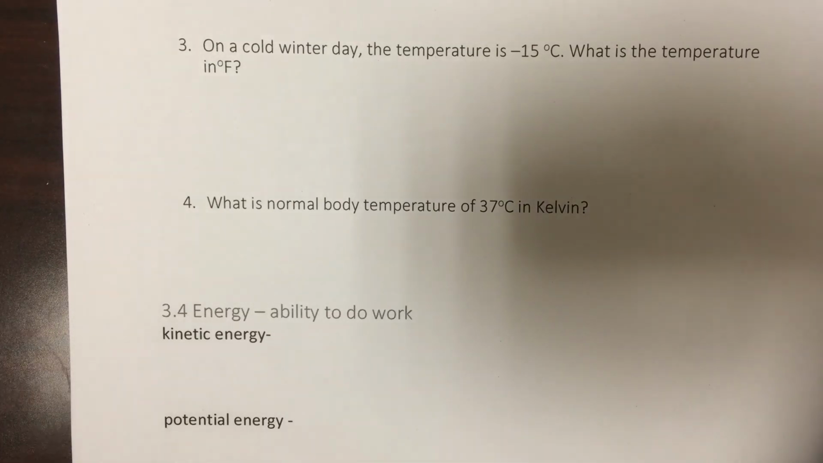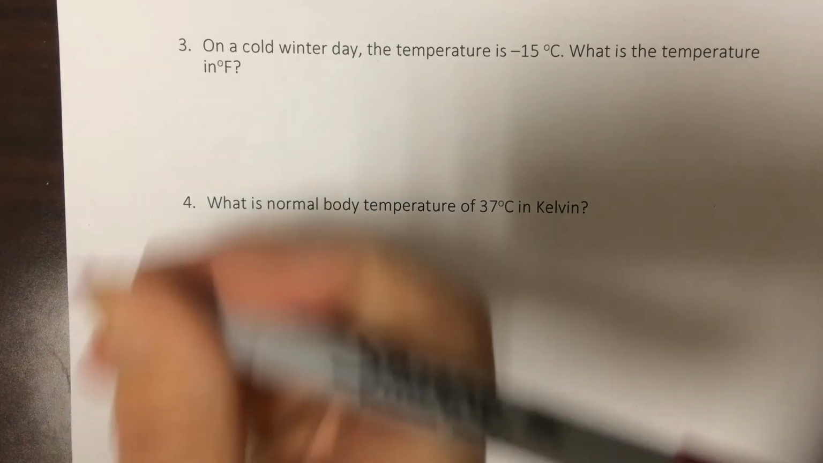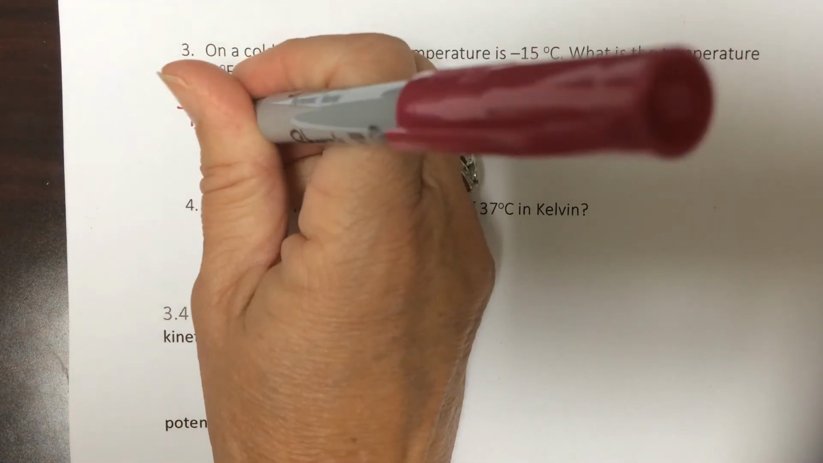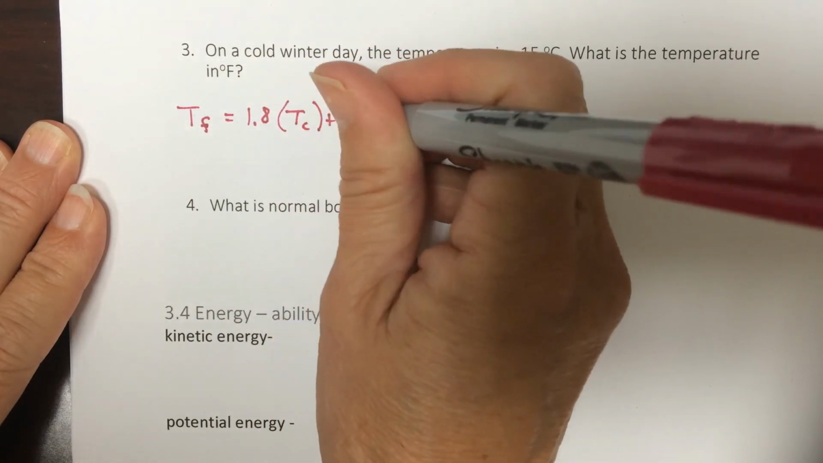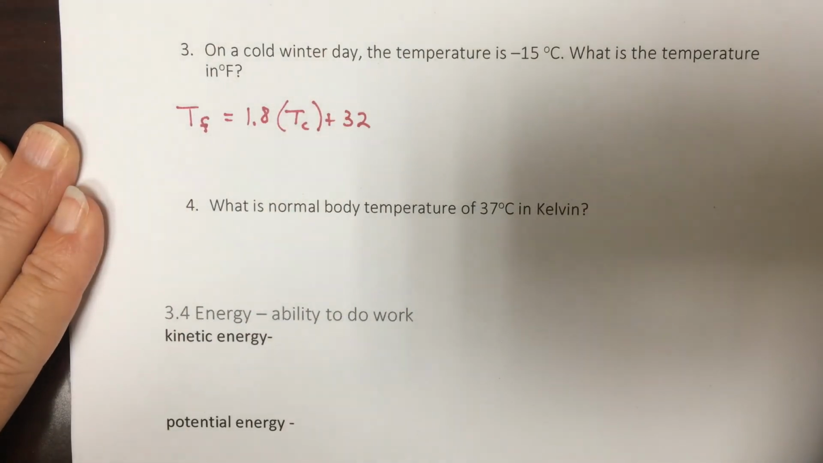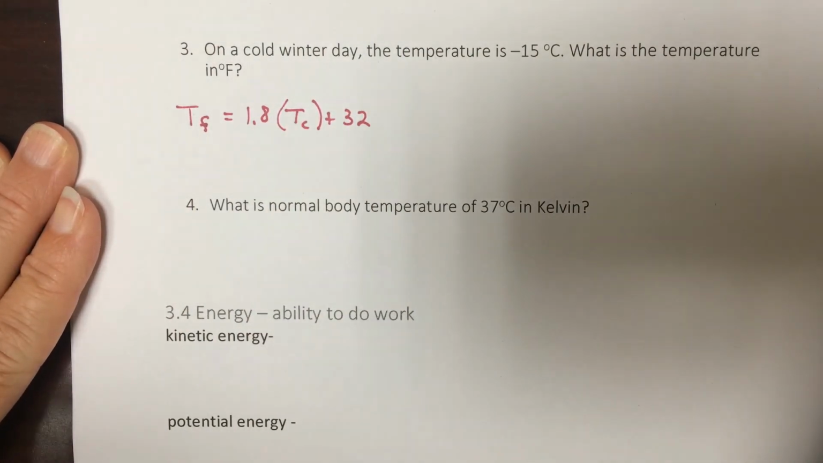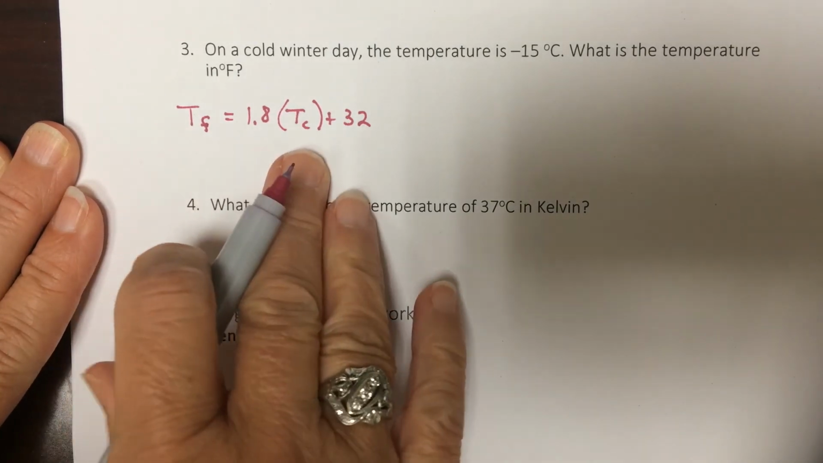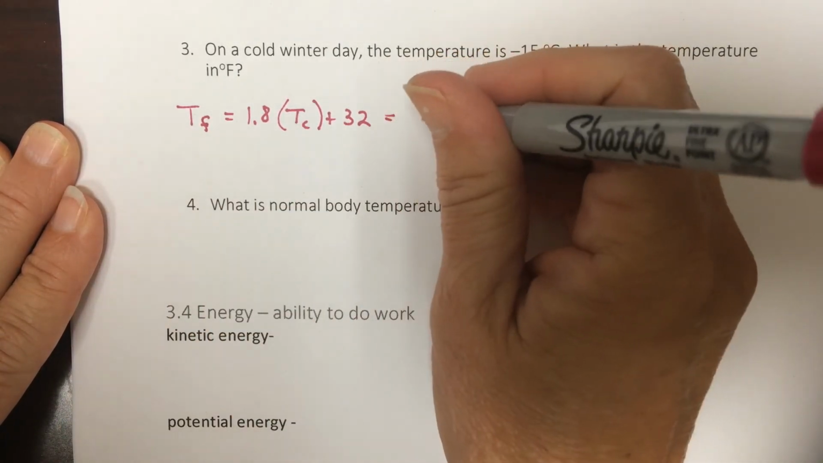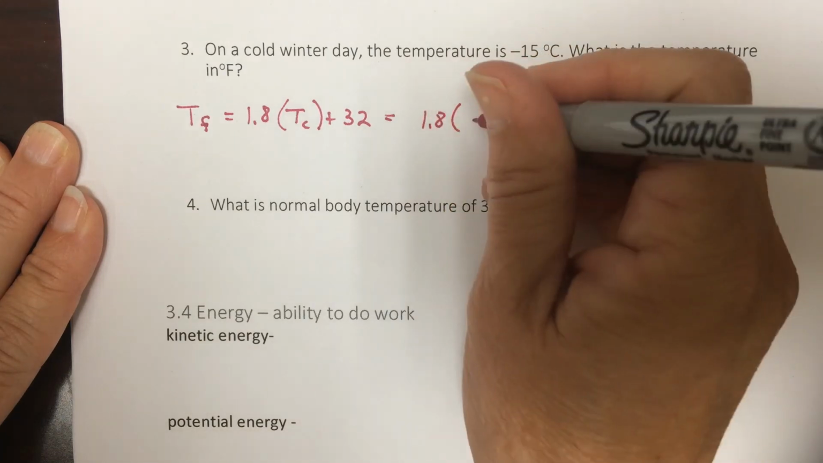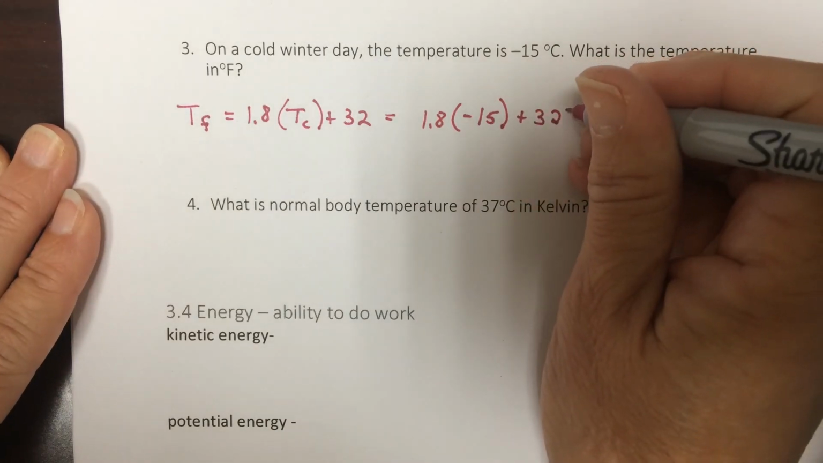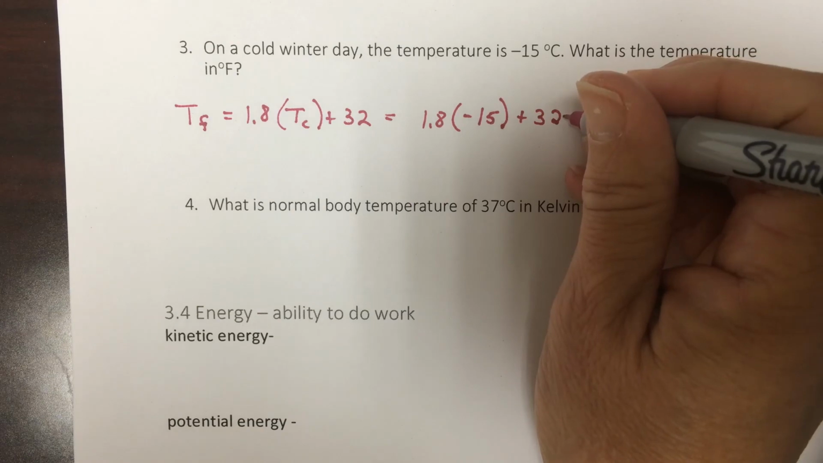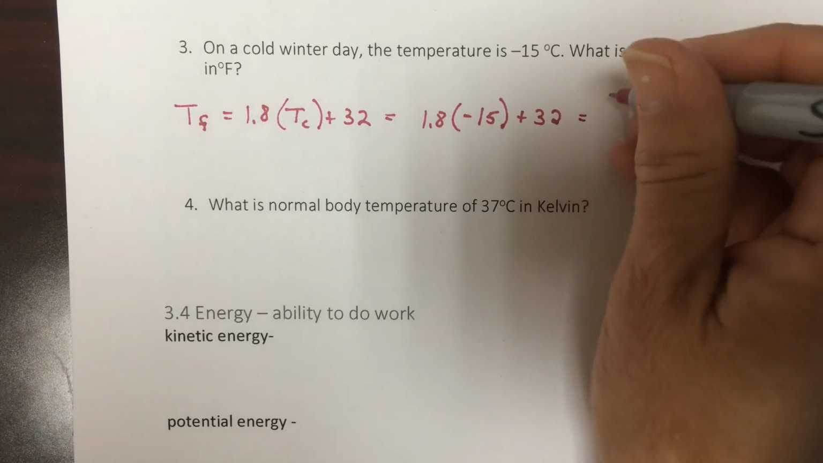Okay. On a cold winter day, the temperature is minus 15 degrees Celsius. What is the temperature in Fahrenheit? So the temperature in Fahrenheit is going to be equal to 1.8 times the temperature in Celsius plus 32. That's the formula. You will always be given that formula. I am not big on having people memorize stuff. I will give you the formula. So we'll have 1.8 times minus 15 plus 32. And our answer here will be 5 degrees Fahrenheit.